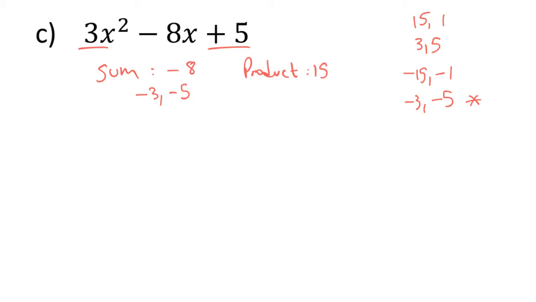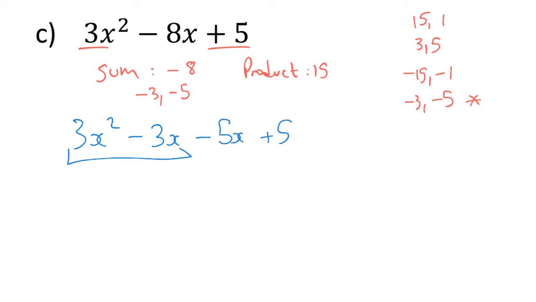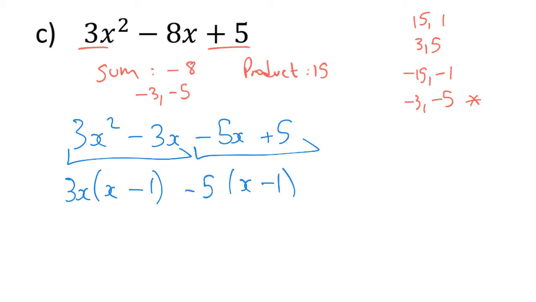So we replace the x term, the minus 8x, with minus 3x and minus 5x to get our four terms. So we've got 3x squared minus 3x minus 5x plus 5. Pair them off and perform simple factorising. So there's a 3x common here, and inside the bracket is x minus 1. Repeat the bracket, so we've got x minus 1. And to get from x to minus 5x and minus 1 to 5, we need to multiply by minus 5. So our two brackets are 3x minus 5 and x minus 1.